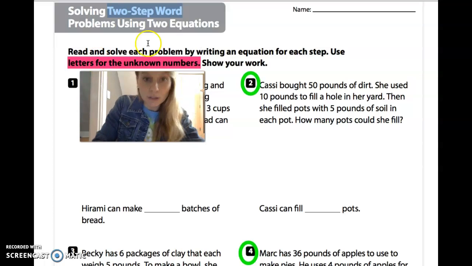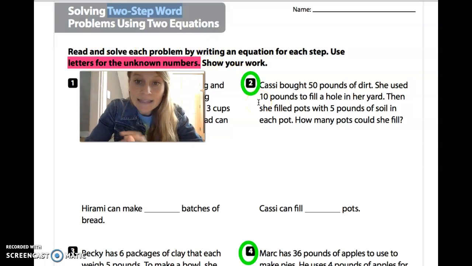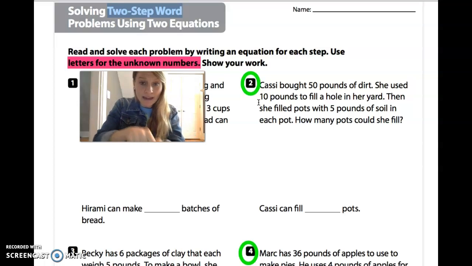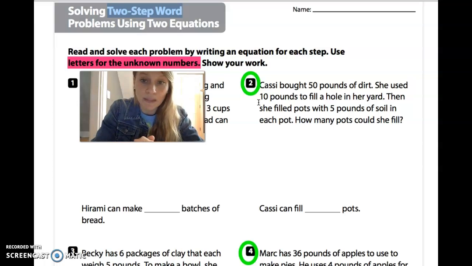So let's try number 2 together. Cassie bought 50 pounds of dirt. Wow. She used 10 pounds to fill a hole in her yard. Then she filled pots with 5 pounds of soil in each pot. How many pots could she fill? Now you can't just guess because we need to think about how much dirt she has.